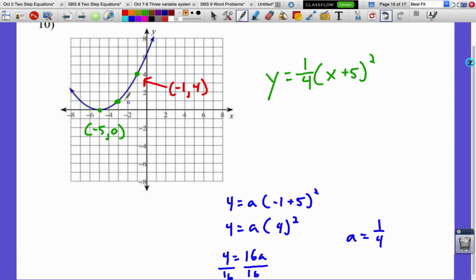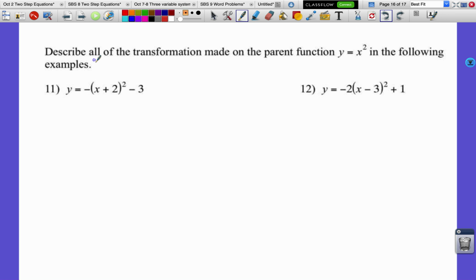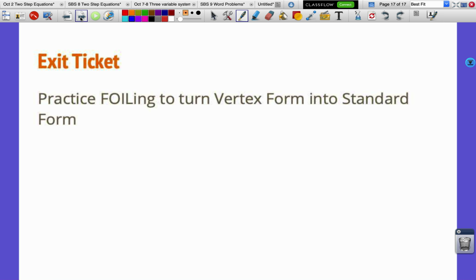All right, but I was able to kind of just reason through it that we were supposed to go up 4, we only went up 1, so it had to have been multiplied by 1/4. All right, describe all of the transformations. We've been doing that all along. So we've got a vertical flip. We're being moved. Nope, not right. I almost got tricked there. Left 2 and down 2 or down 3. And I think you can do this one.